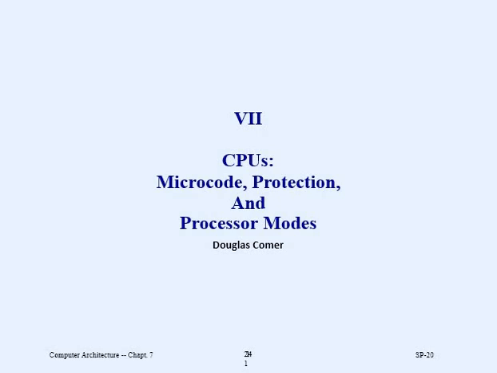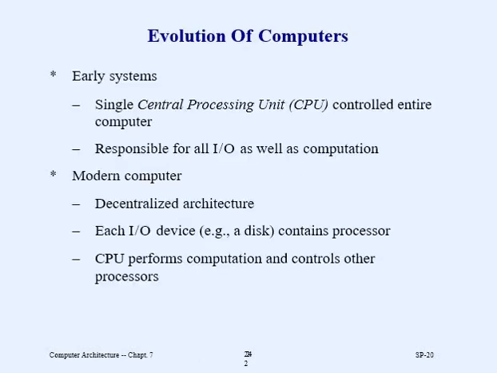So chapter number 6 is over, and now we have reached chapter number 7, which is a very interesting chapter. It will give you a good overview of what is actually happening inside the computer. Chapter number 7 is related to the CPU's microcode, its protection, and the processor modes. So let's begin this chapter one by one. The first article is the evolution of computers.